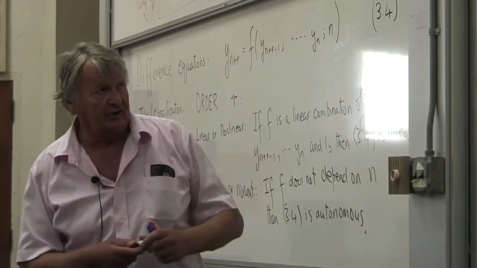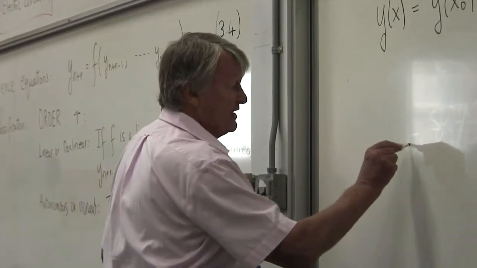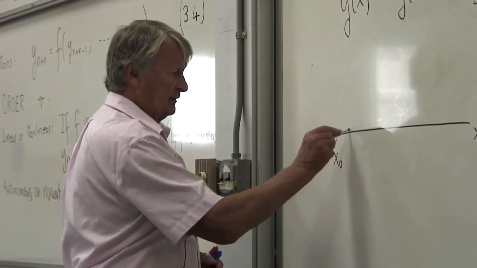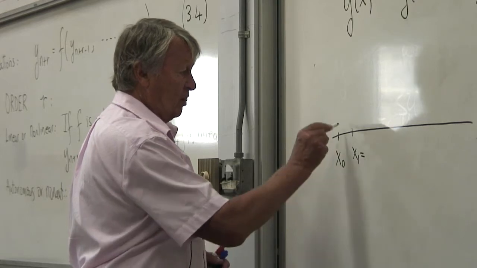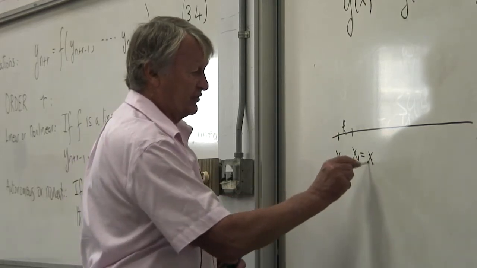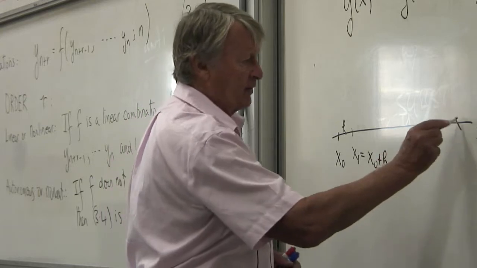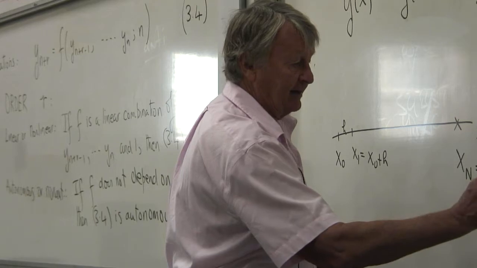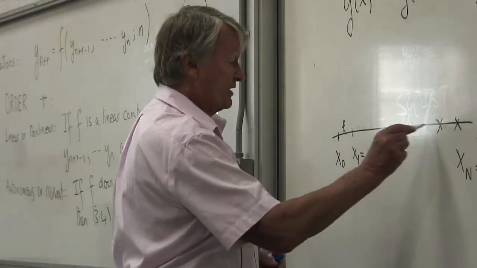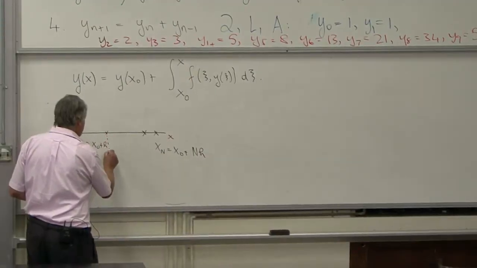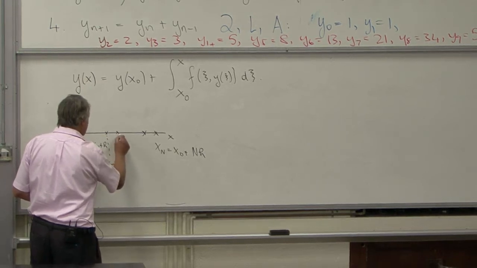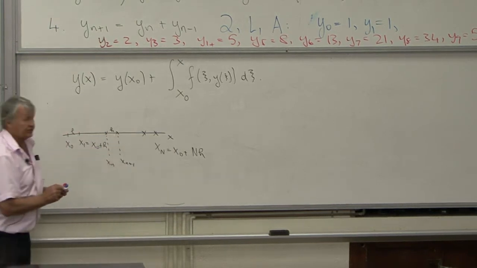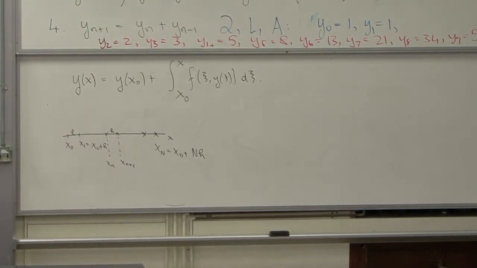Let me draw a picture. So here's the x-axis. Here is x0. Here is x1. This is a distance h away, x0 plus h. Up here is x capital N, which is x0 plus capital N times h. So in other words, I've split the axis, and here's x little n, and here's x little n plus 1. I split it up into intervals, each of length h.